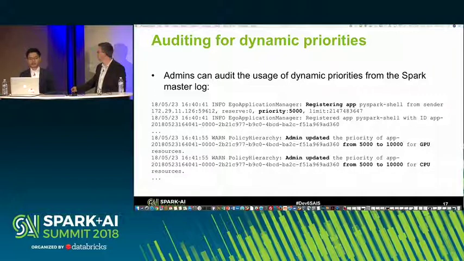Okay, second key topic for enterprise customers is auditing. And we added the auditing capability in the Spark master log. Here I included the small snippet. And if you look at the first line, it says how the application was registered with the initial priority value of 5,000. And if you look at the 2 lines at the bottom, you see that admin updated the priority value of the application from 5,000 to 10,000 for GPU and CPU resources. So this is where admins can go and check what went wrong and why.